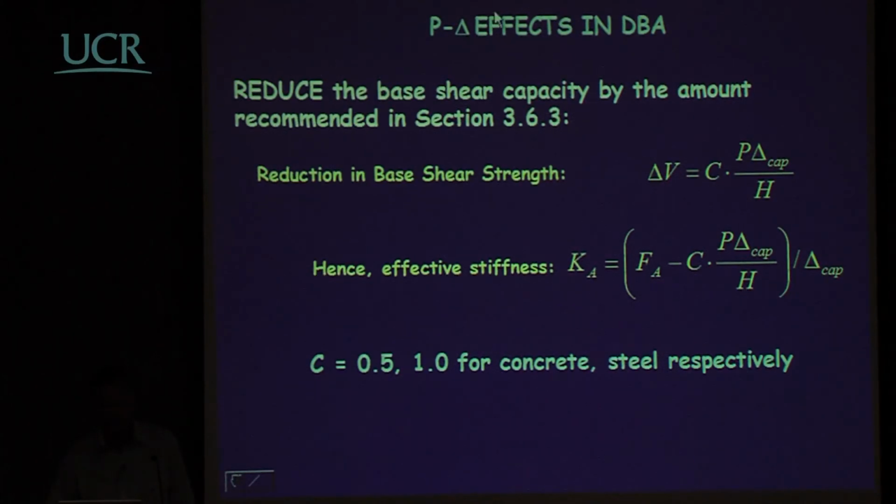We need to include P-delta effects, and in this case, we reduce the base shear capacity by the amount that we talked about when we talked about P-delta effects this morning. So the reduction in the base shear capacity is just equal to this coefficient C times P-delta divided by H, giving us a reduction in the effective stiffness and hence in the response.